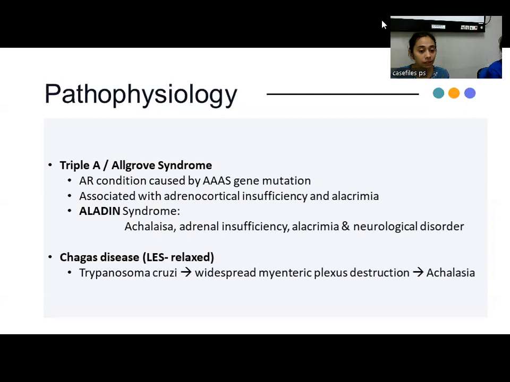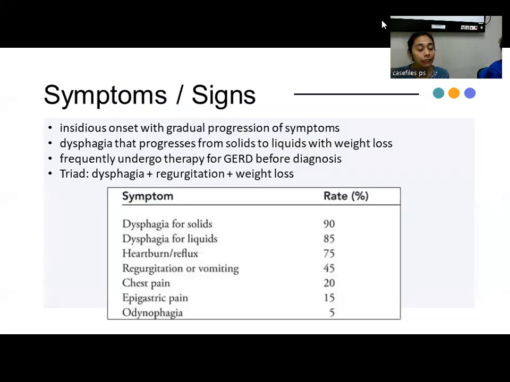Chagas disease may result in a non-relaxing lower esophagus. It is essentially caused by an infection by the Trypanosoma cruzi, which results in widespread myenteric plexus destruction and further leading to achalasia. The symptoms of the achalasia are insidious in onset with gradual progression of the symptoms.